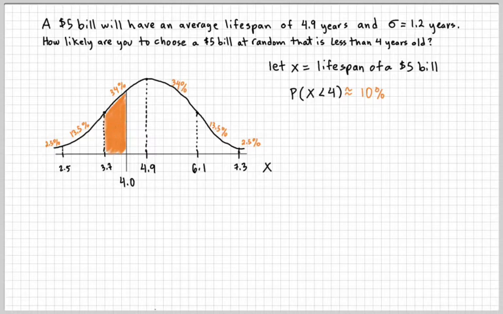Then, do we stop there? Does the problem say it goes from 3.7 to 4? No. It says all the values below 4. So we keep on shading. Another 13.5. From here to here is 13.5. How do I know that? Because of the empirical rule.